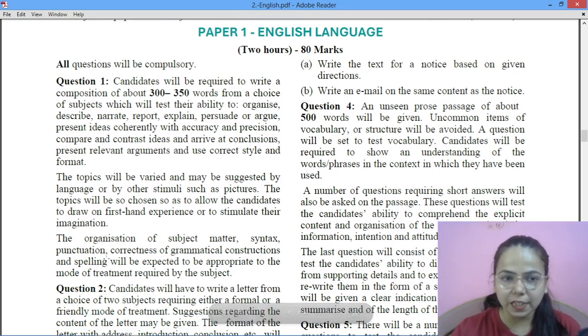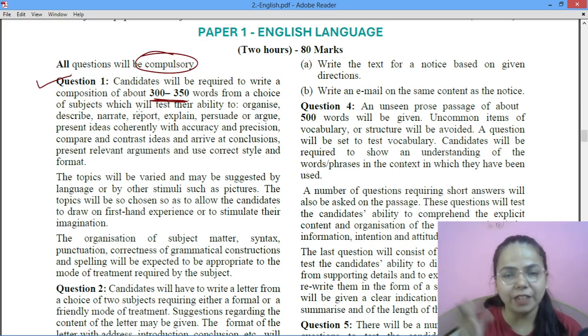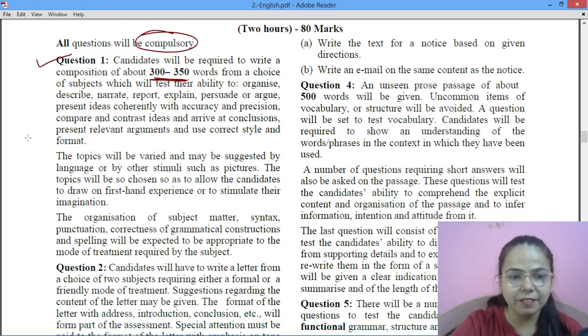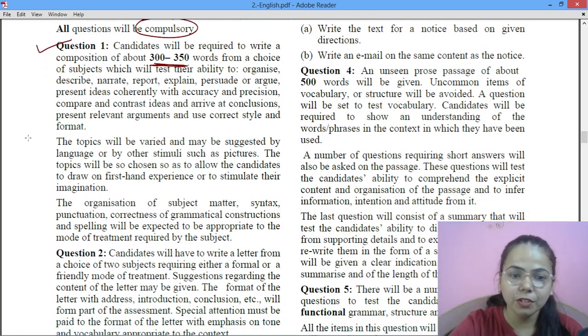So first is English language, in which all the questions are compulsory. Question number 1 is composition, of 300 to 350 words, in which the different kinds of narrative essays come, the picture based composition comes, and the argumentative essays come. Those things you are supposed to study.